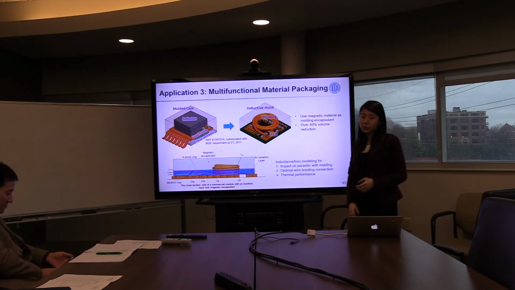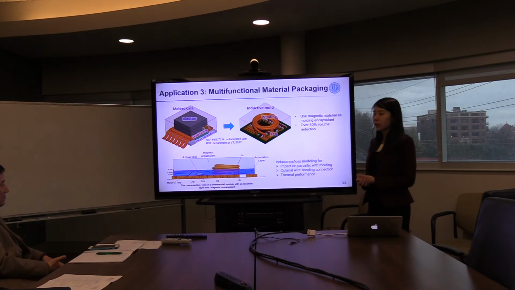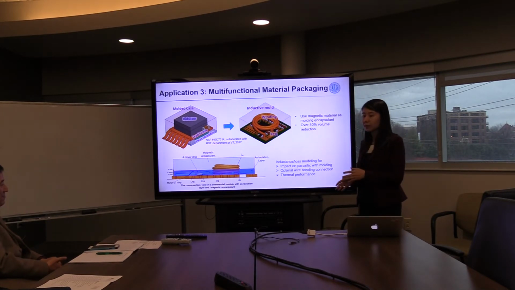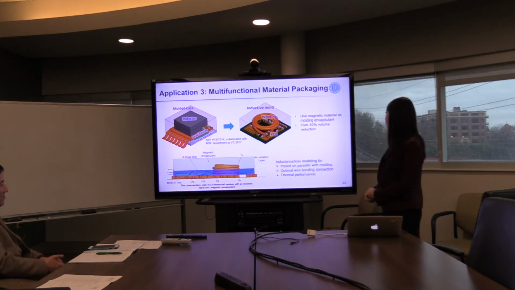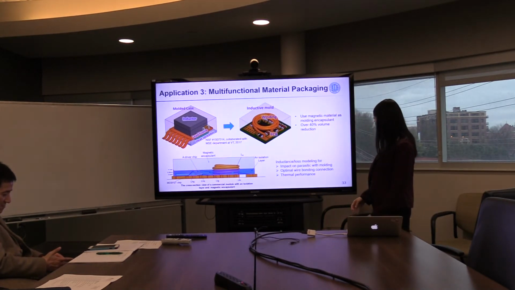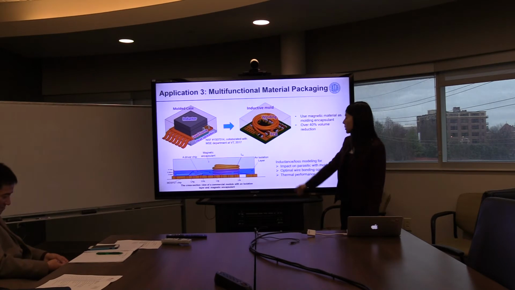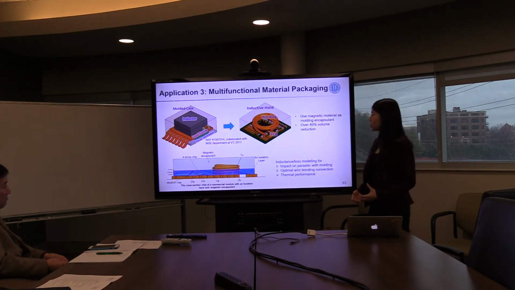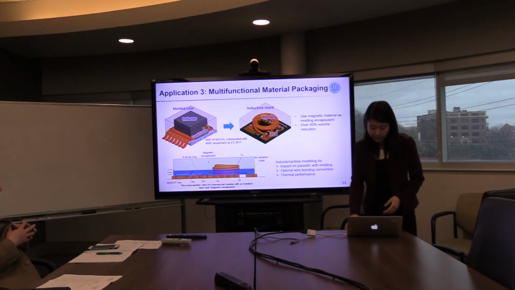But this also comes with a lot of problems, like increased parasitics, because everything is now surrounded by magnetic materials. We can also do some study on the impact of parasitics, and we also need to redesign these wire bonding connections to minimize the impact. The thermal performance of this magnetic material, whether it can be used as an encapsulant, is also a problem to look at.